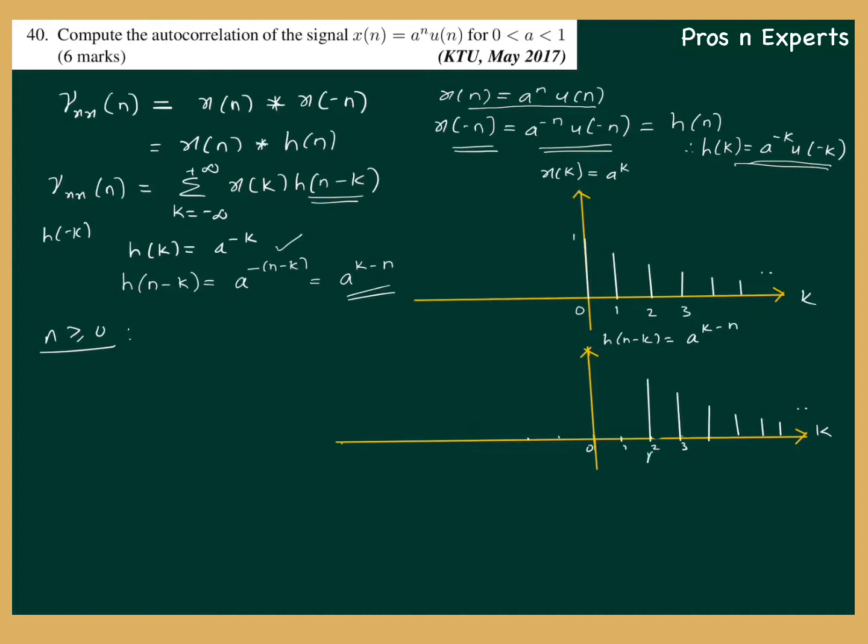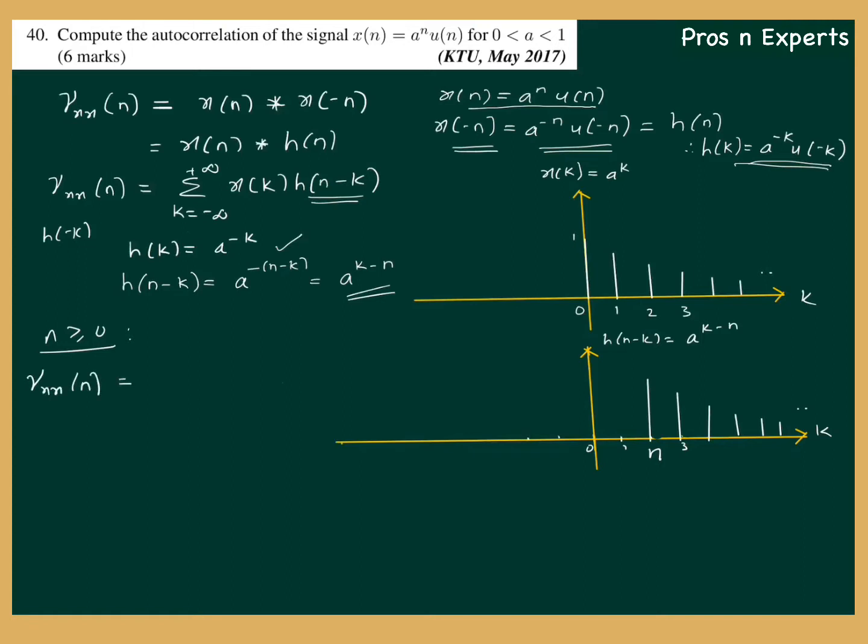So I can write n here, right? Now n is greater than or equal to 0, anywhere n greater than 0. Okay, now what happens to the output expression?